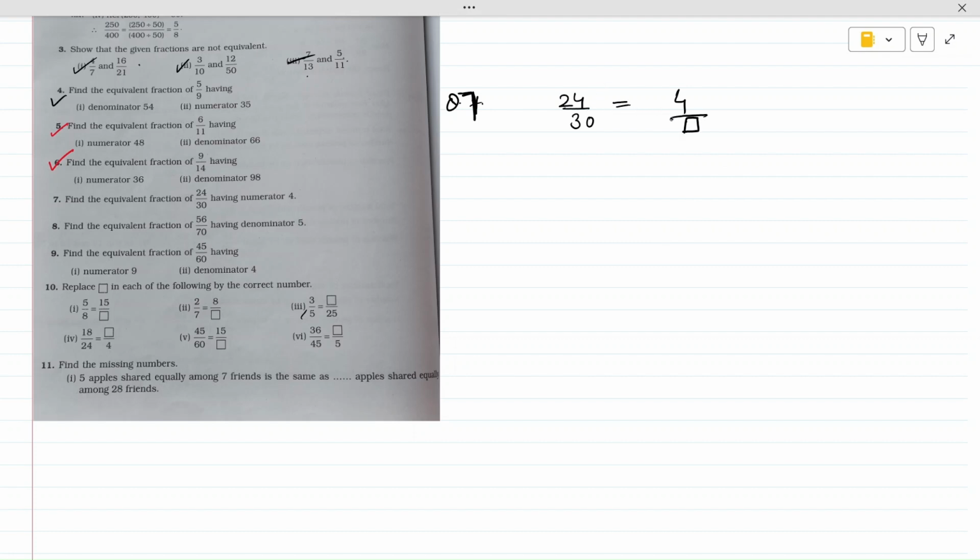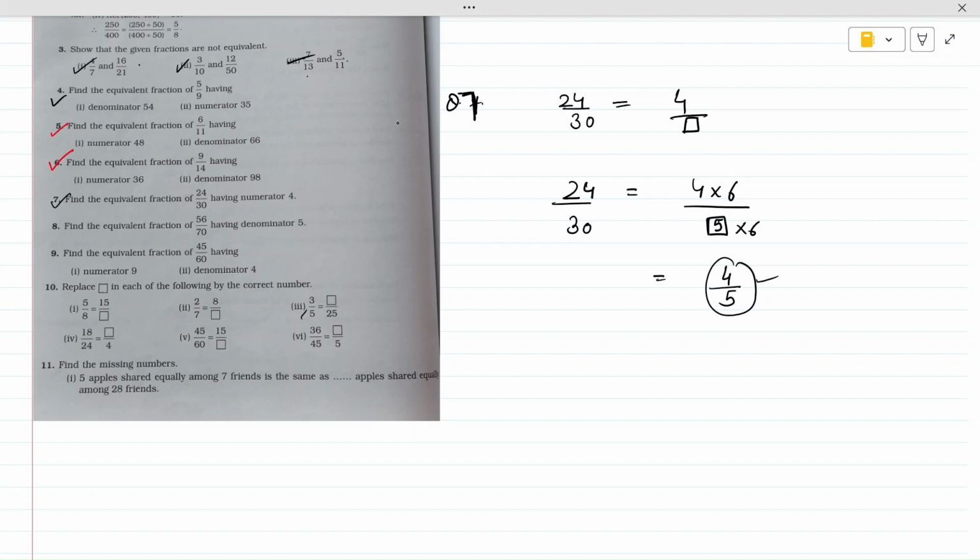So kids, if you see here, if we multiply 6 with 4, we will get 24. That means in the denominator also, I have to multiply this with 6 to get 30, right? So what is the number which we multiply with 6 and we will get 30? This will be 5. So the answer will be 5 here. The equivalent fraction will be 4 by 5.